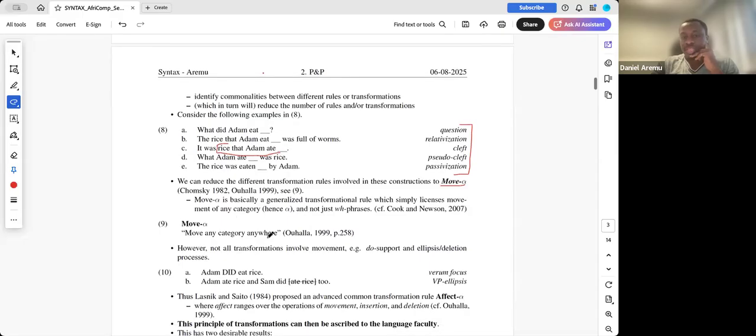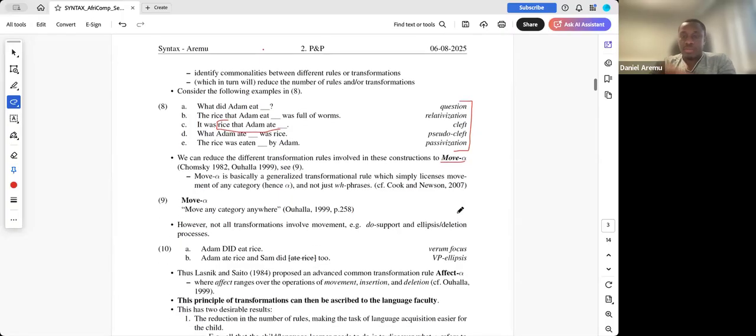Move any category anywhere. So move alpha is basically a generalized transformational rule which simply licenses movement of any category and not just WH phrases alone, right? Because if you look at 8b, for example, where you have relativization, this is not a WH phrase movement. It's just a movement of the head noun from the relative clause. And then the other ones also, like 8e, no WH movement in 8e. So the alpha here stands for the different movements. If you say move alpha, you just move a category from one position to another position.